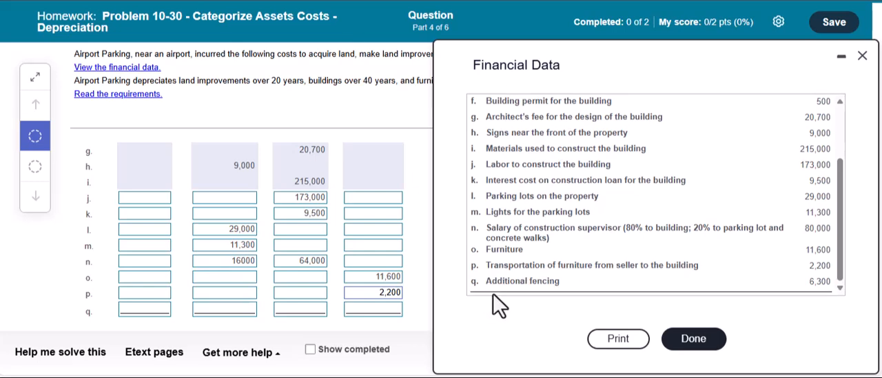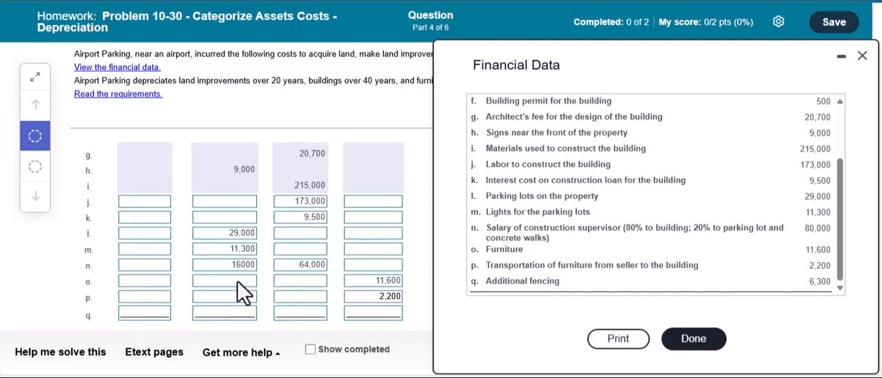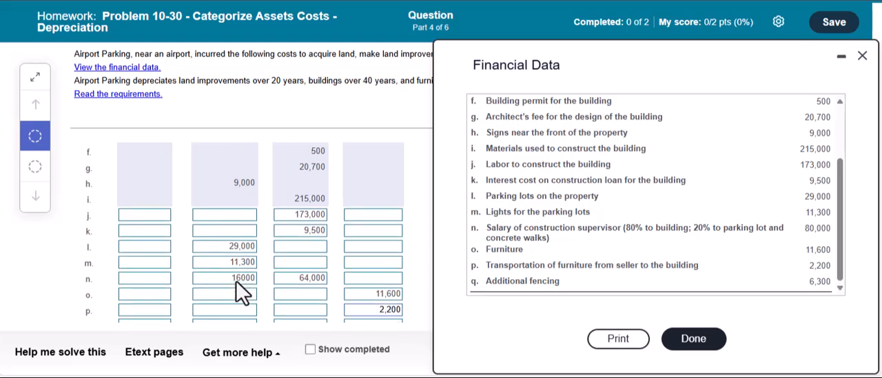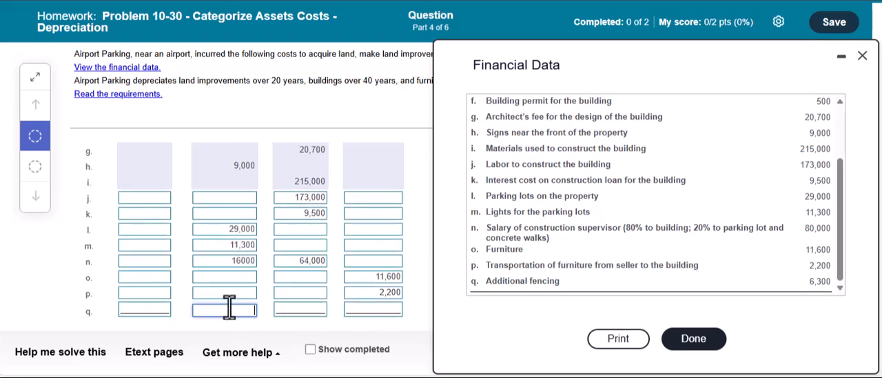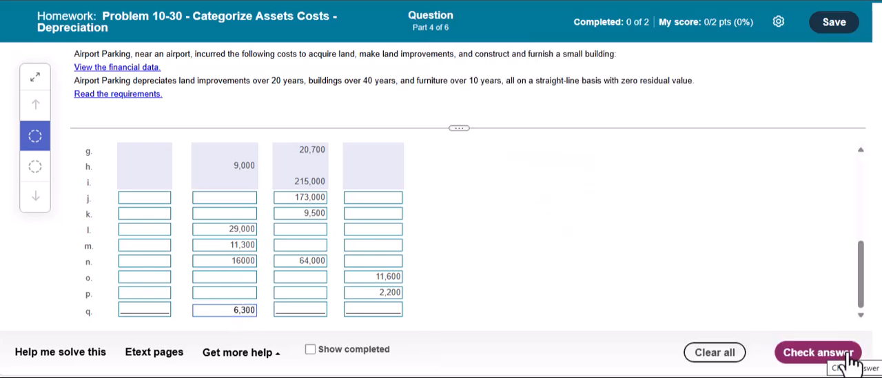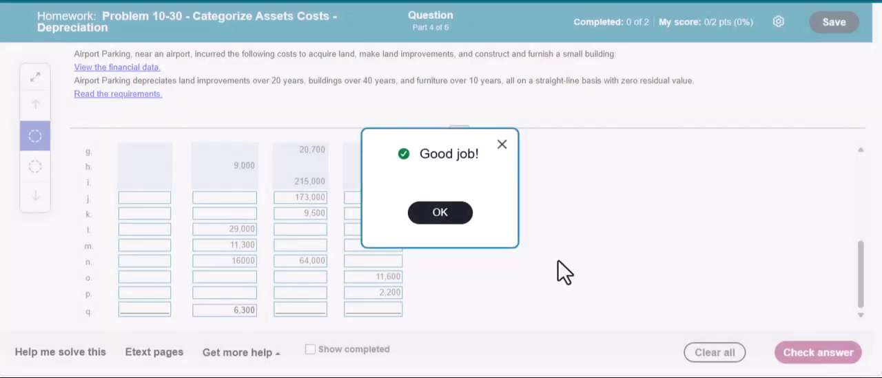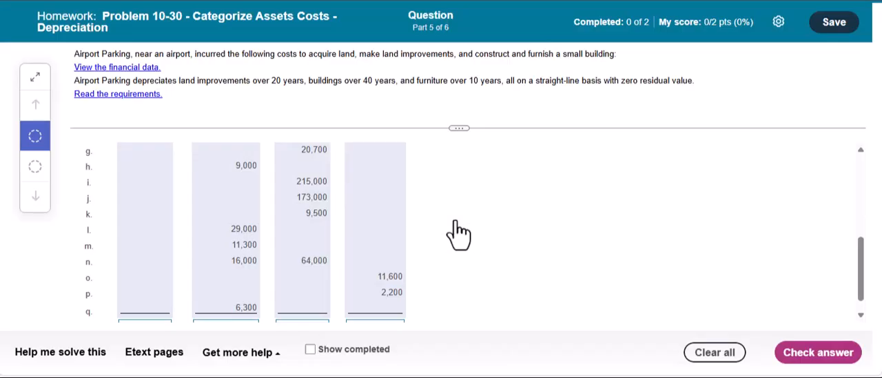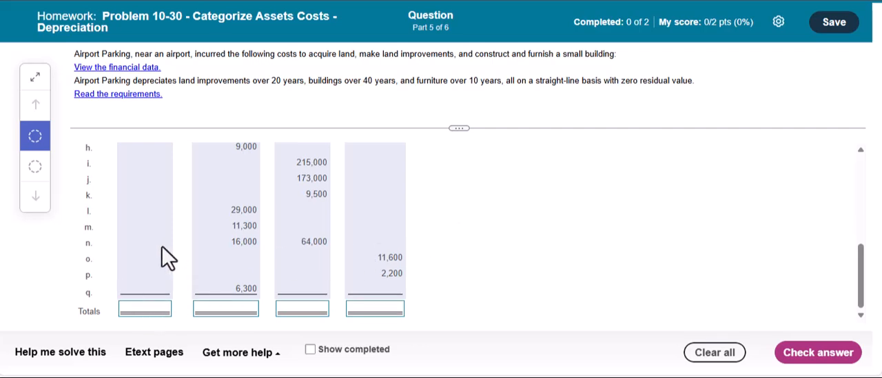And Q, lastly, we have additional fencing for 6,300, and that belongs under the land improvements here because it will end up being depreciated. Let's go ahead and check our answer. Good job. Okay. All right, so moving on, we have to get the totals for each of these columns.